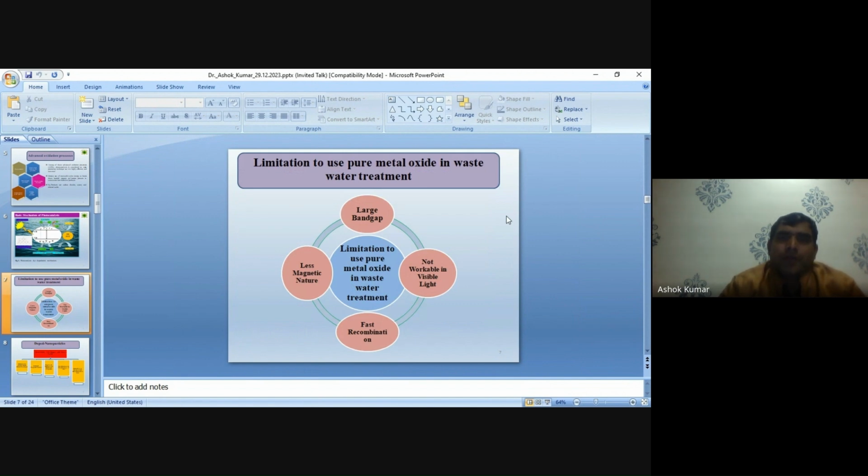In order to remove these dyes, different types of materials are available, and the main ones are the metal oxides. Zinc oxide, cerium oxide, SnO2, TiO2, lots of metal oxides are available. But there are some limitations for using these metal oxide nanoparticles in wastewater treatment. One reason is the large band gap, so we cannot use them for visible light. Another parameter is the fast recombination of the electron-hole pair, so we do not get much efficiency for the removal of dyes from the wastewater. And again, these are less magnetic in nature.